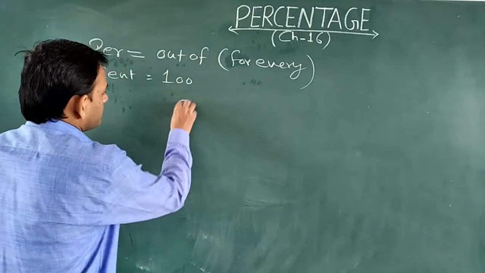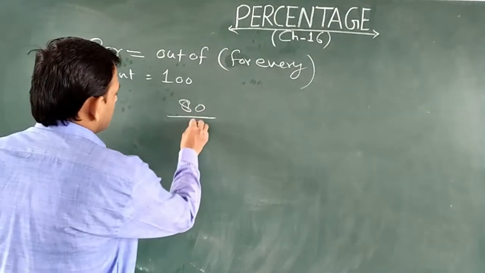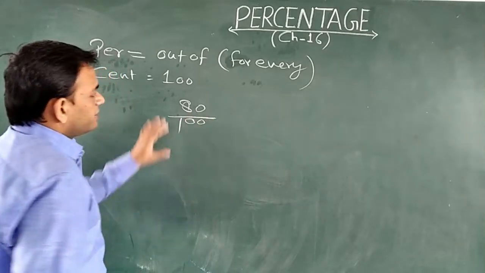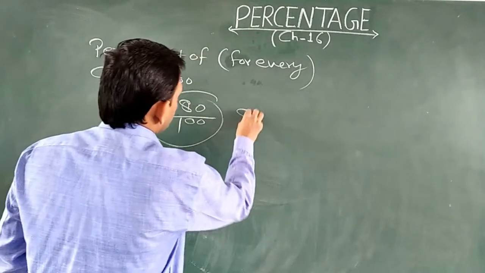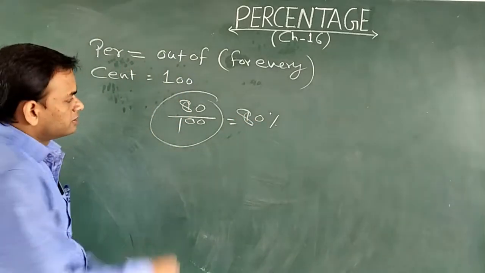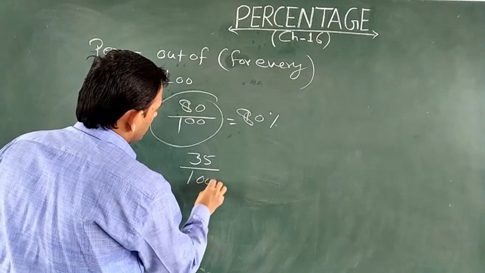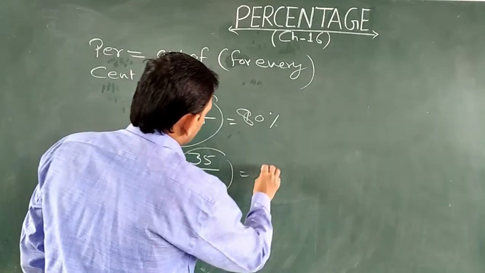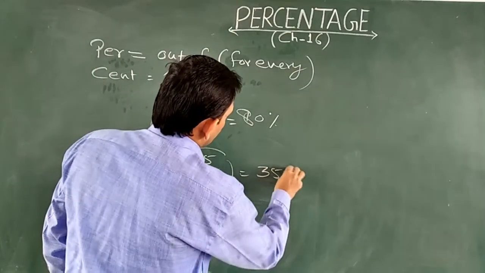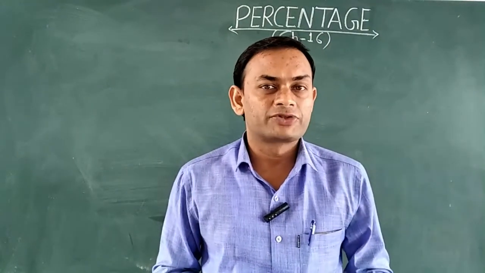Like if any student got 80 marks out of 100, it means he scored 80% marks. Got it? And if anyone got 35 out of 100, it means he or she got 35% marks. Now I am going to tell you some more things about the percentage.